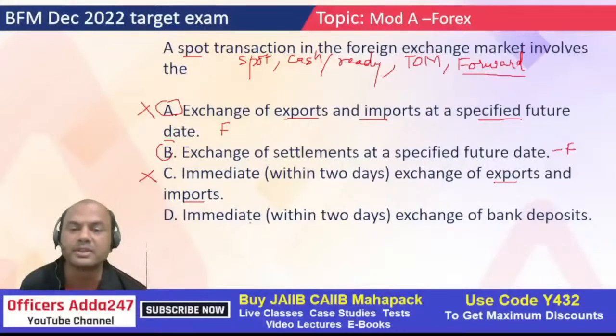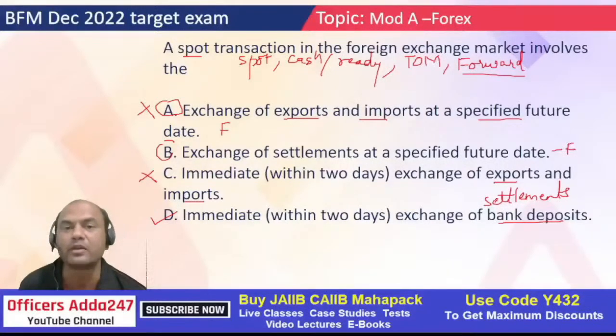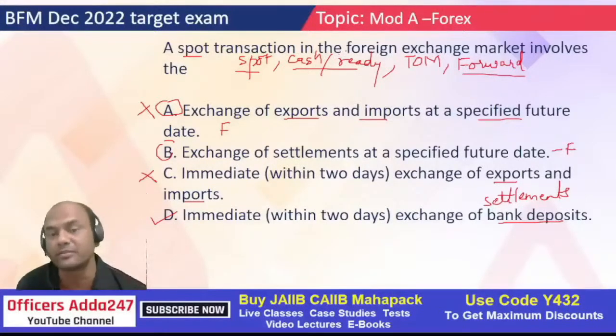What about D? Immediate within 2 days exchange of bank deposits, or here we call it settlements. In India we call this settlement. The words bank deposits are used in US markets. So immediate within 2 days exchange of settlement. So what is the answer now for spot? Spot is D, correct? Remaining forward is done. What about Tom? Settlement happening on the next working day. Spot is 2 days after. Tom is done. Cash or ready means settlement happening on the same working day, right? Got it?